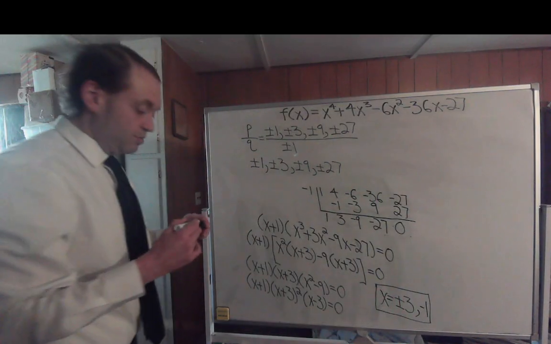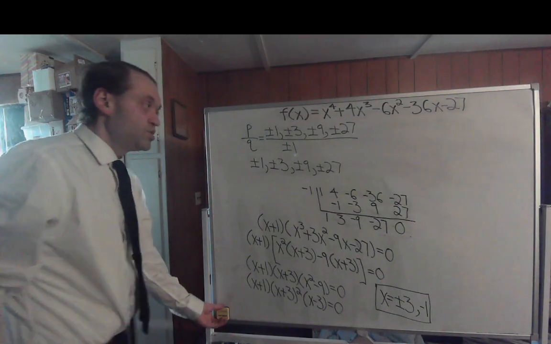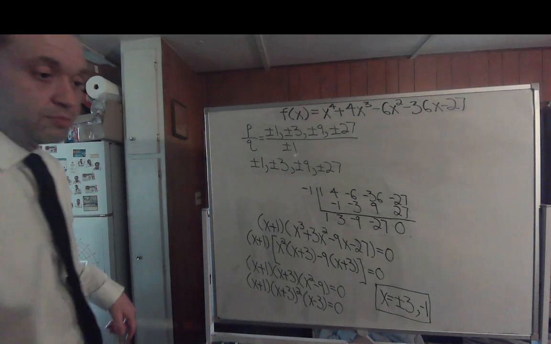So x would equal plus and minus 3 and negative 1. Those would be your solutions to this particular polynomial.